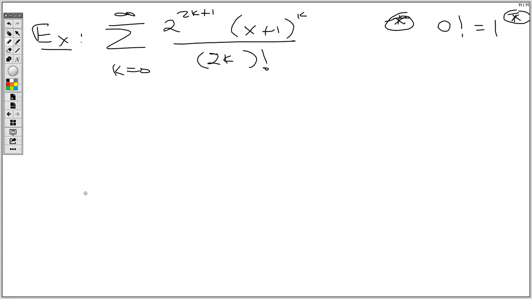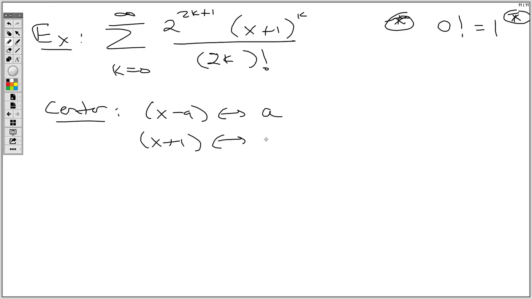Okay, so before we get going, what's the center of convergence going to be? Well, when it's x minus a, the center is a. Here we've got x plus 1, so that means the center is negative 1, right? x minus a, negative 1. So when we do our interval of convergence, we expect whatever interval we get to be centered around negative 1.